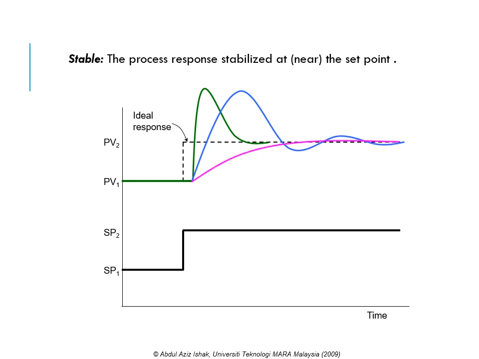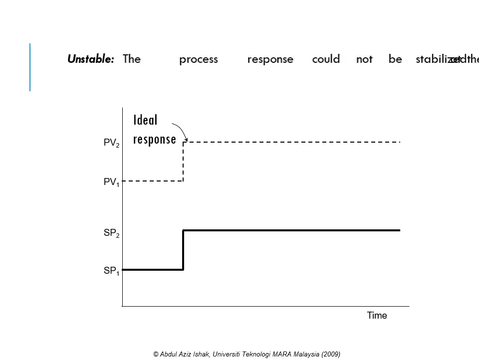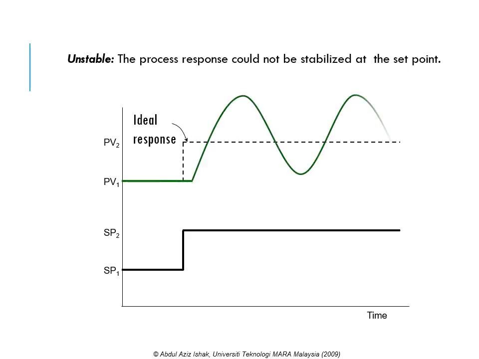So one of the requirements that we would like to achieve in any event of step input change is a stable process response. The process response is said to be stabilized near the set point as represented by the green line in the figure. The unstable process response, on the other hand, could not be stabilized at any set point. This could be due to any factor, such as large deviation in PID value from its optimal value and many more.